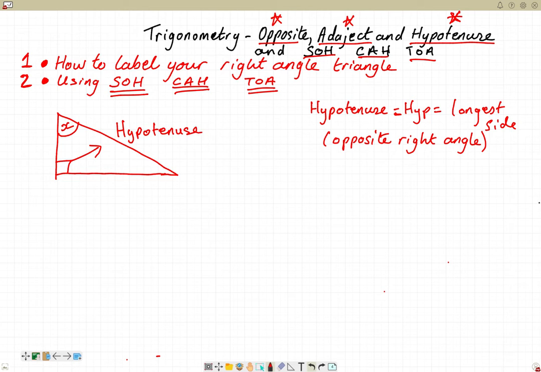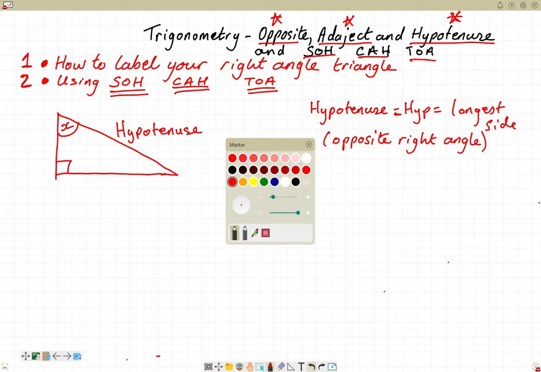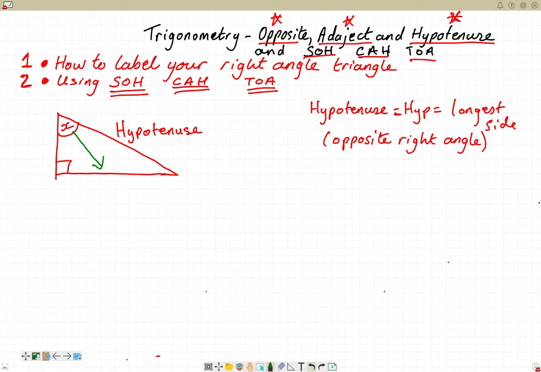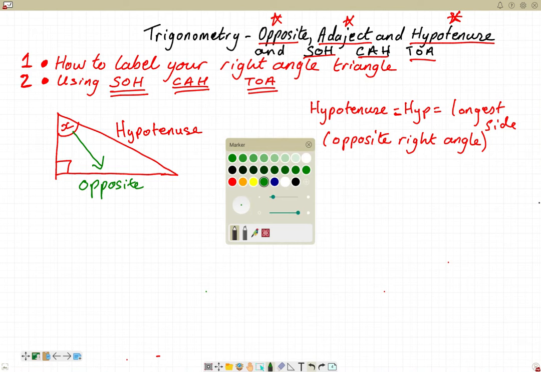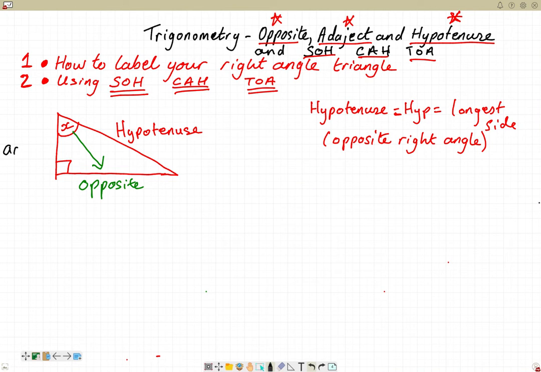Okay, now opposite the angle you've been given, or you're trying to work out, this one over here, this is always opposite. So opposite is always opposite the angle you've been given or you're trying to work out, not opposite the right angle. That's the hypotenuse. And then the one left over is always adjacent, because it's adjacent to the right angle and the angle.